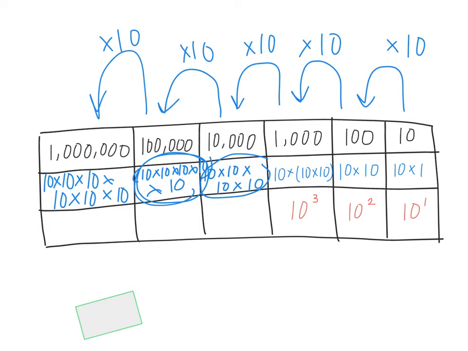Here, how many times do I have 10? So it's 10 to the third power. That's how you say exponents. What about for 10,000? How many times did I have to multiply 10? How many factors of 10 are there?